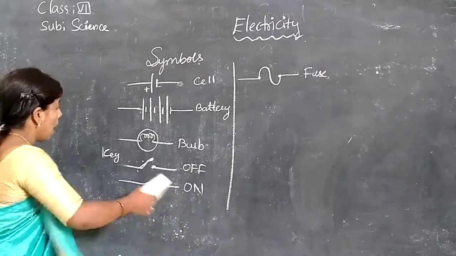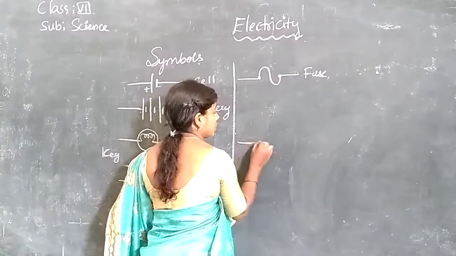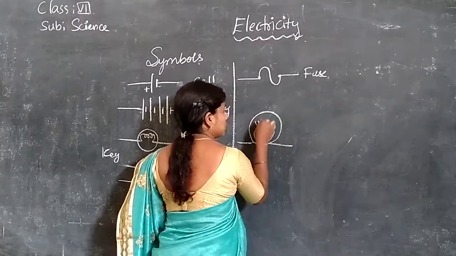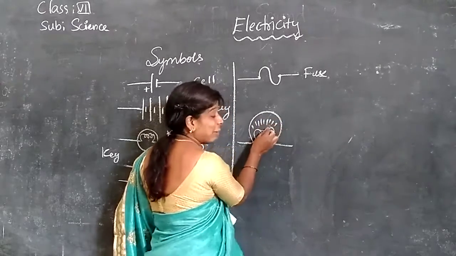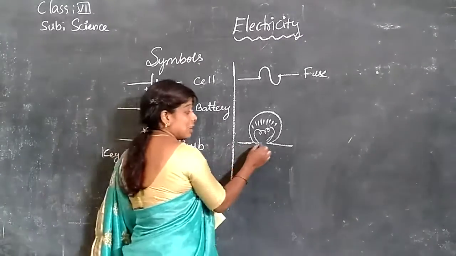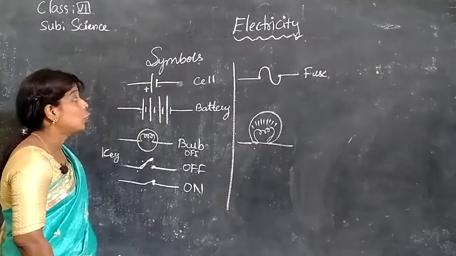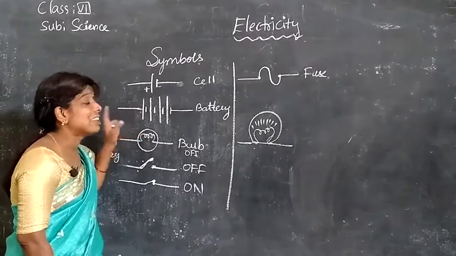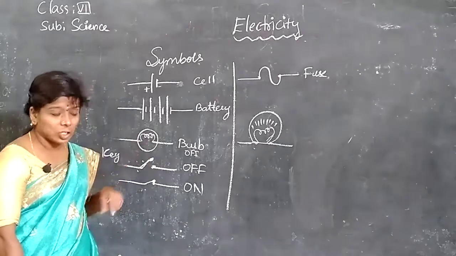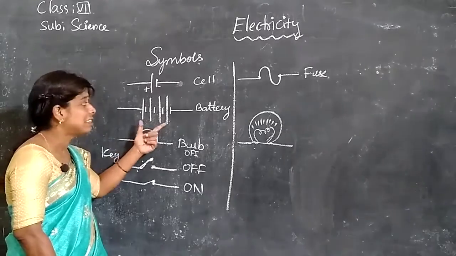Now see this, I told you this is the bulb, no? Same bulb, if I draw like this, observe, it means light is coming out, bulb is in on position. Here light is not coming, bulb is in off position. This is a cell, this is a group of cells. We will say this is a series connection, one to other connection. In the next topic we will have series connection. A group of cells is a battery.